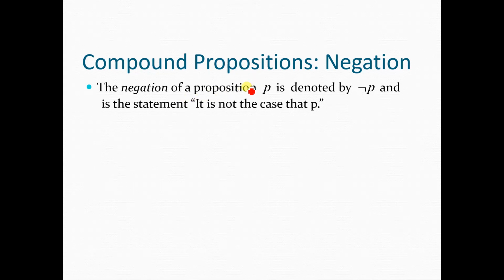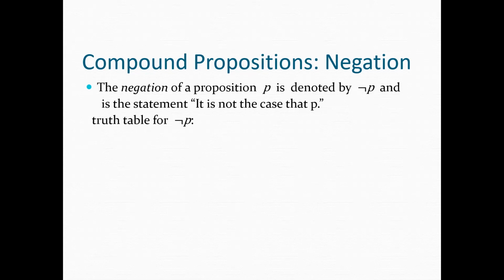The negation of a proposition P is denoted by ¬P. We read it as negation P or not P, and it is the statement, it is not the case that P. That is, if P is the statement, my name is Misbah, then ¬P will be, it is not the case that my name is Misbah, or my name is not Misbah.